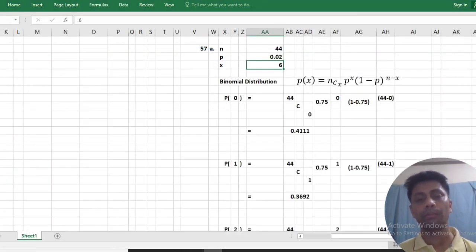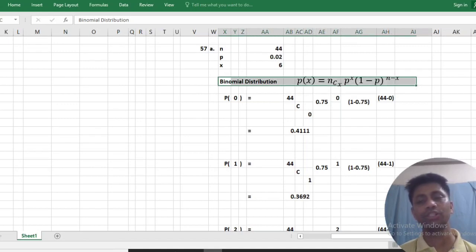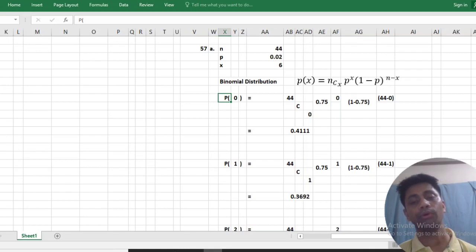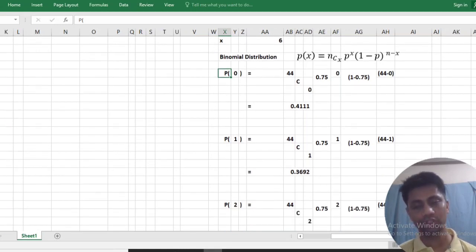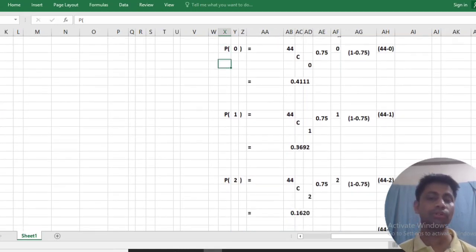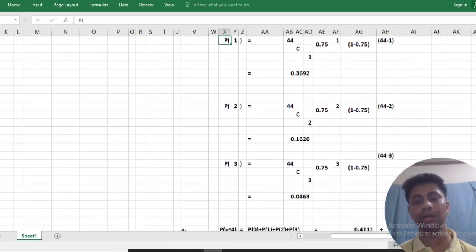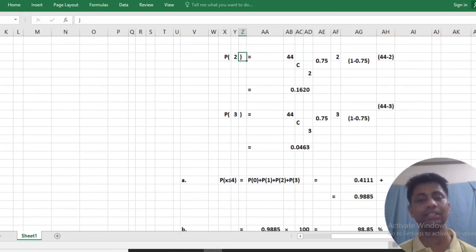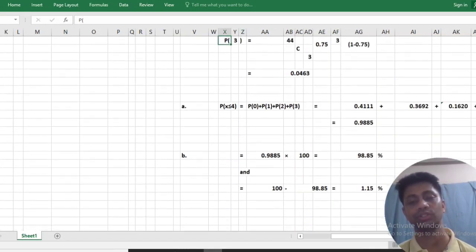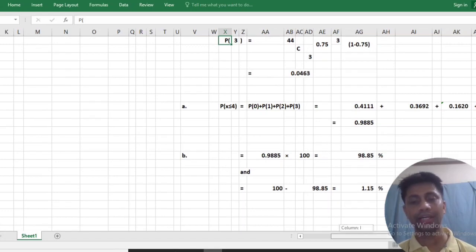So, from the binomial distribution we get this by adding the probability of 0 batteries, the probability of 1 battery, the probability of 2 batteries, and similarly the probability of 3 batteries.